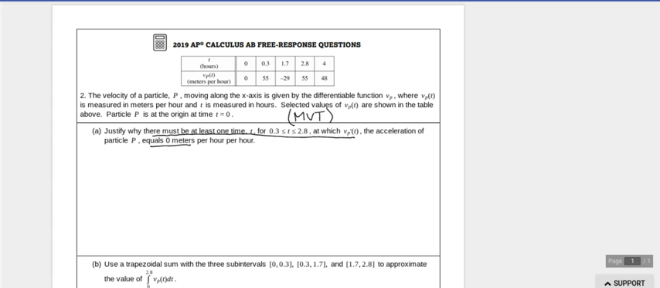So we know that the velocity is differentiable, which means it has to be continuous, because in order for a function to be differentiable, it has to be continuous. So we're actually going to start out by saying, since Vp of t is differentiable, it is continuous. And we do have to specify that part, because in order to use MVT, we have to acknowledge that the function is continuous and differentiable.